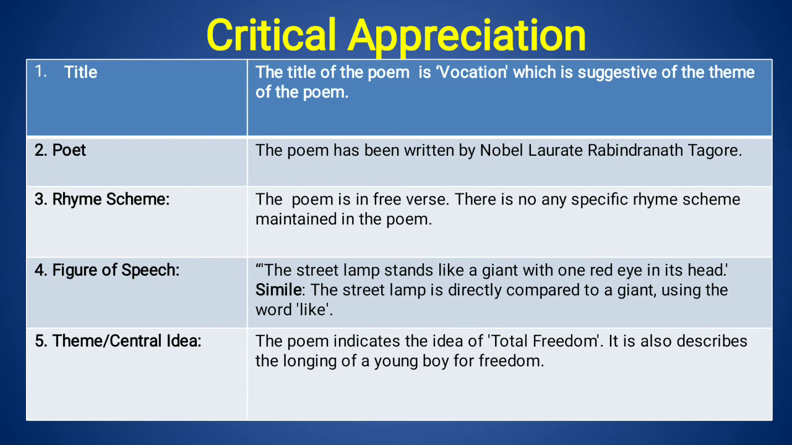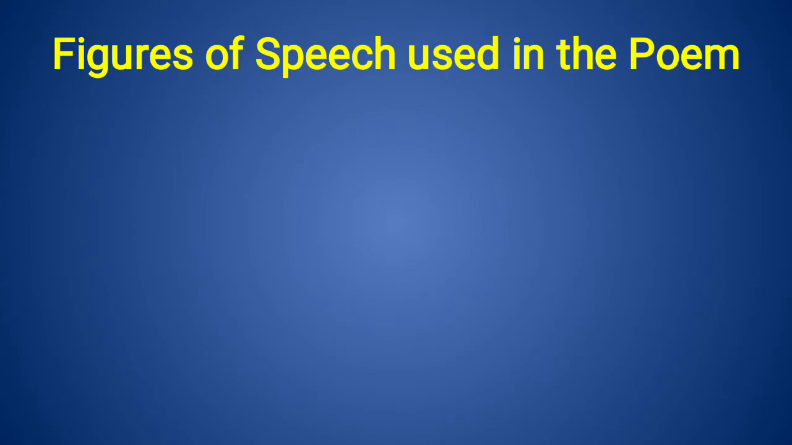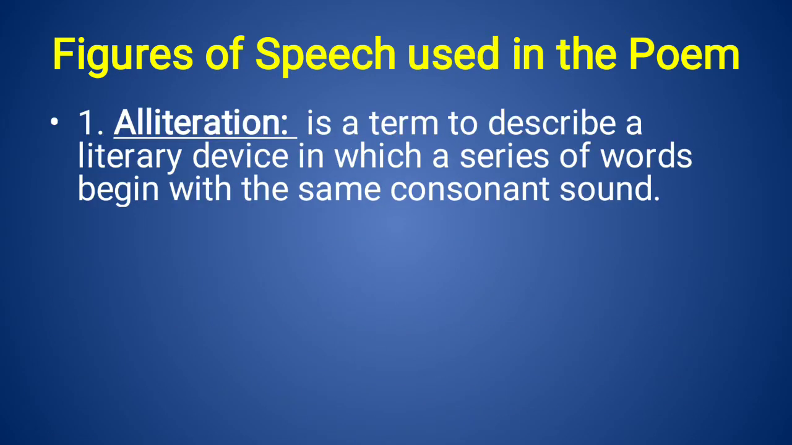After this, we are going towards the next point, which is very important: how many poetic devices are used by Rabindranath Tagore. Let's see the poetic devices used in the poem. The first figure of speech we are going to discuss is alliteration. Alliteration is a term related to a series of words that begin with the same consonant sound. Already we have discussed it. You have learned this figure of speech many times. So let's see the example of alliteration in this poem.